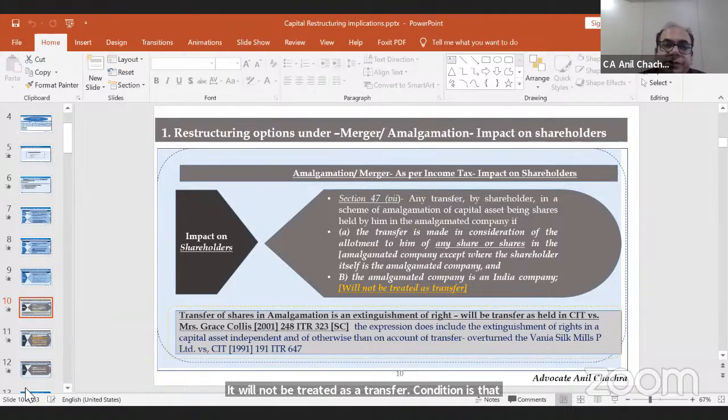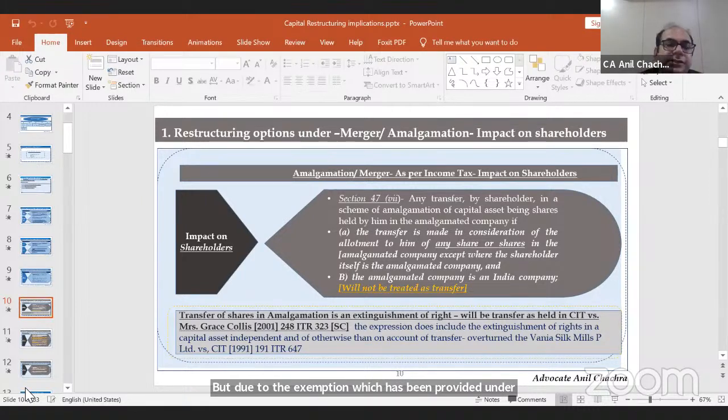There are two judgments which prescribe that the allotment of shares by the amalgamated company to the shareholders of the amalgamating company, meaning the transferee company to the transferor company's shareholders, will be treated as a transfer. There's one judgment, Grace Collis, by the Honorable Supreme Court, which specifies that transfer of the shares in the amalgamation is an extinguishment of any right. So it will be treated as a transfer. But due to the exemption provided under section 47, it will not be treated as a transfer.